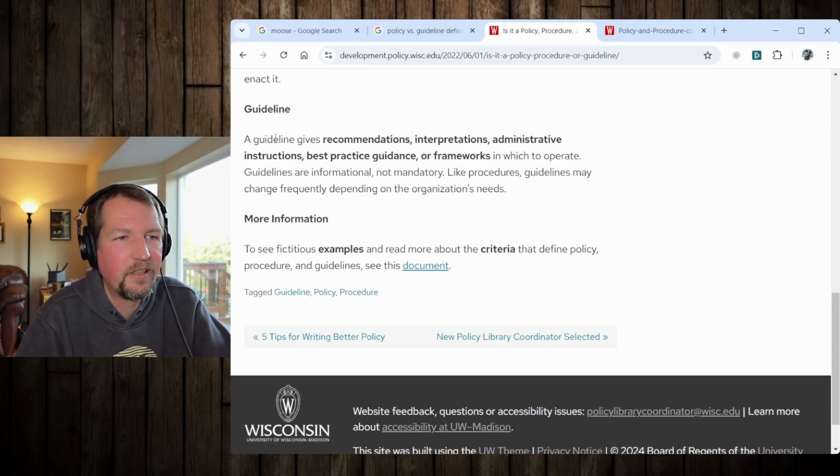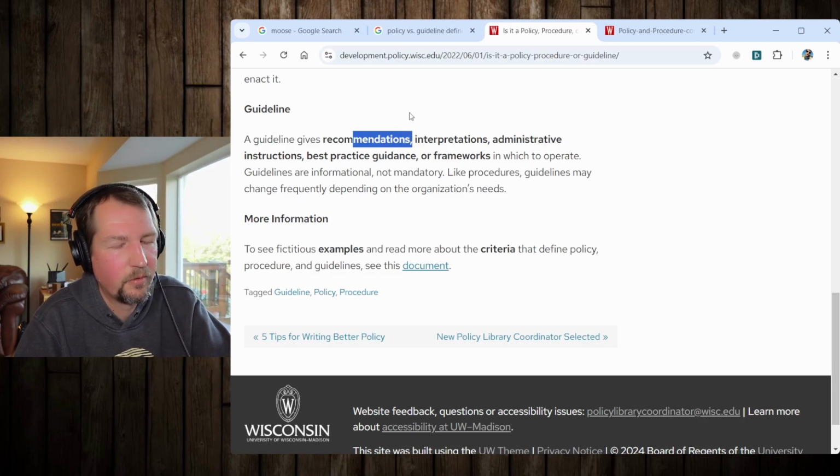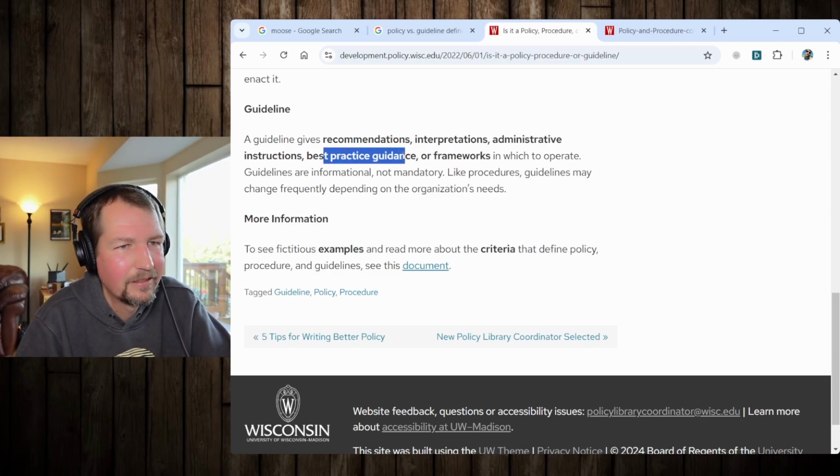Now for guidelines, they say a guideline gives recommendations. That's what we said before. Interpretations, administrative instructions, best practice guidance. Okay.